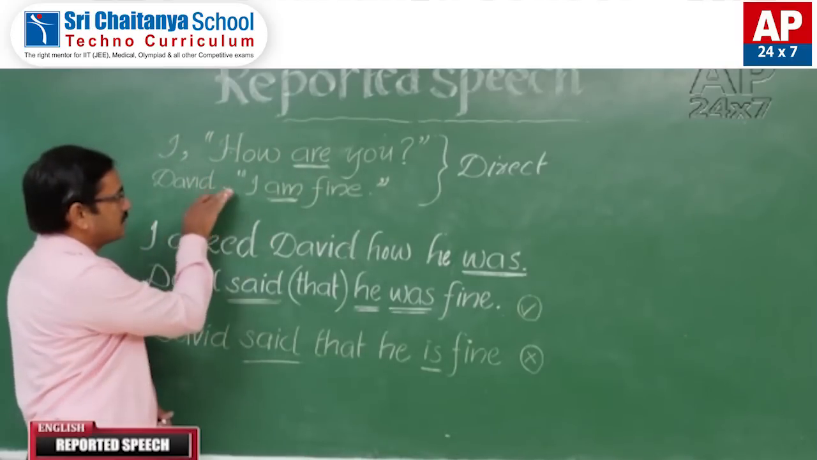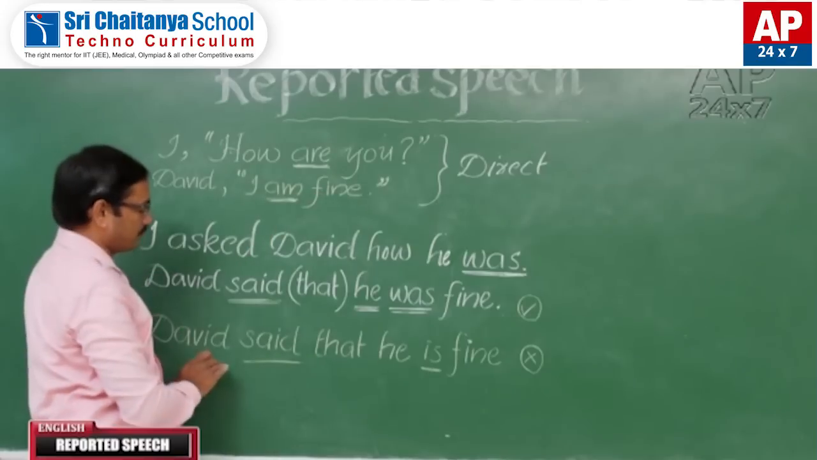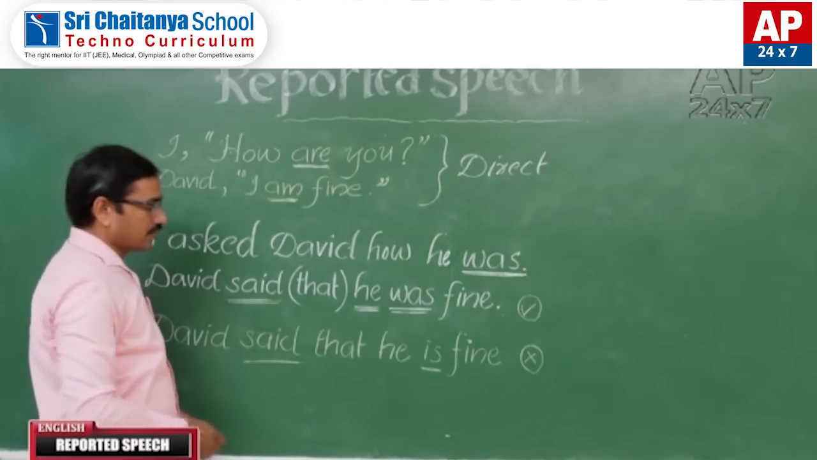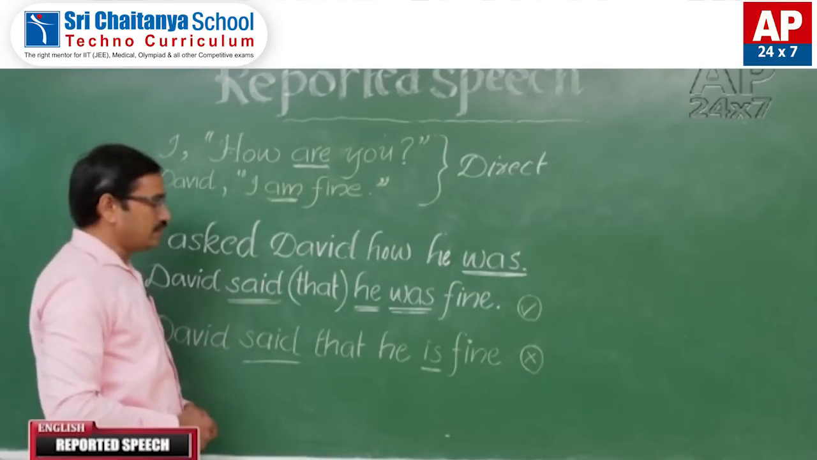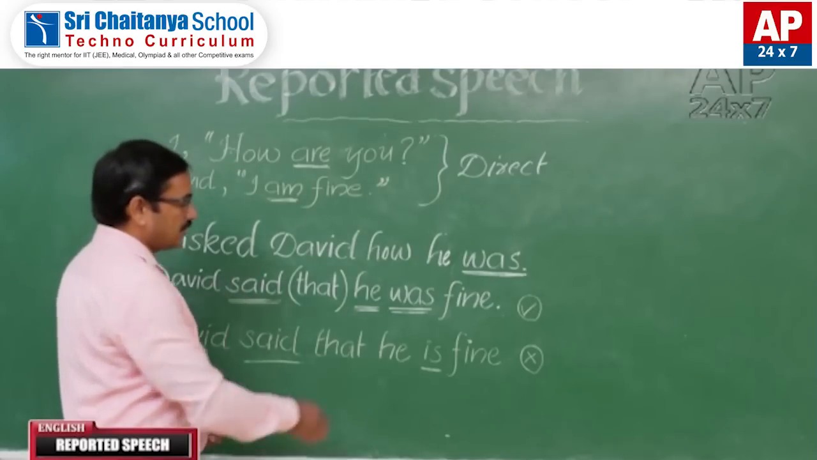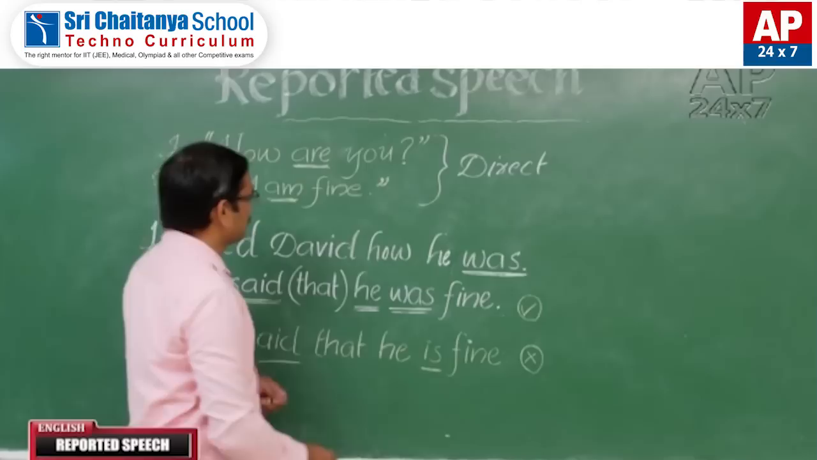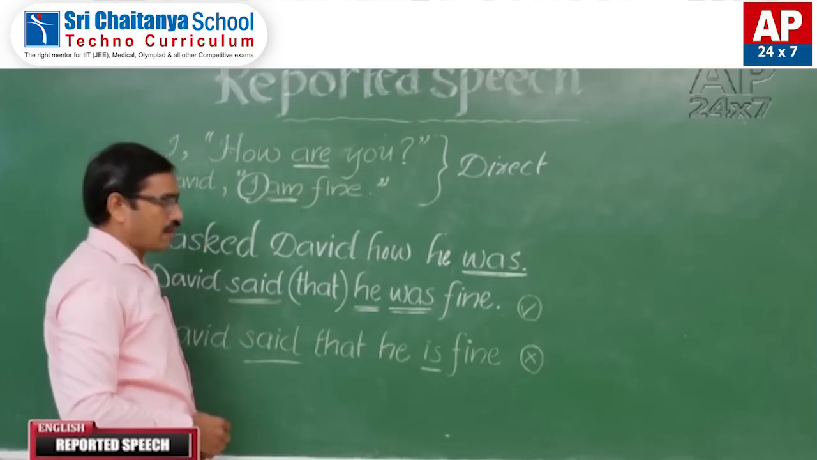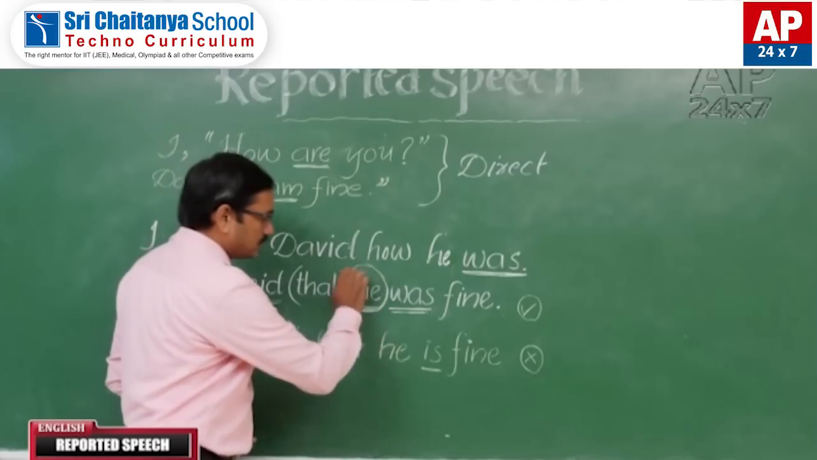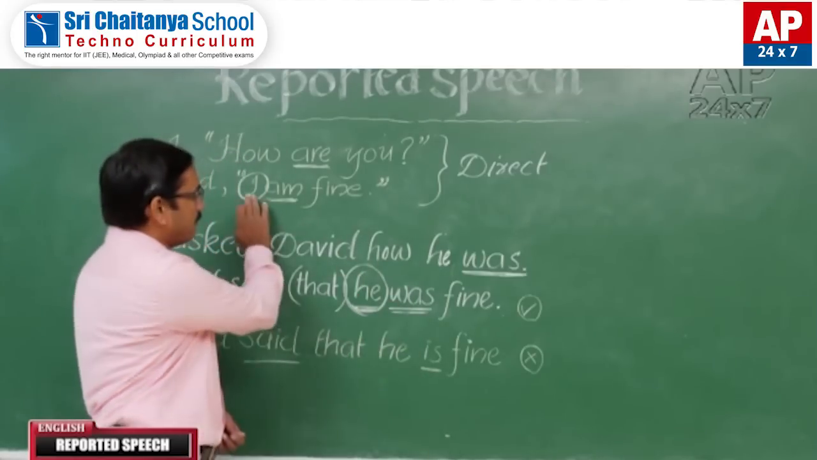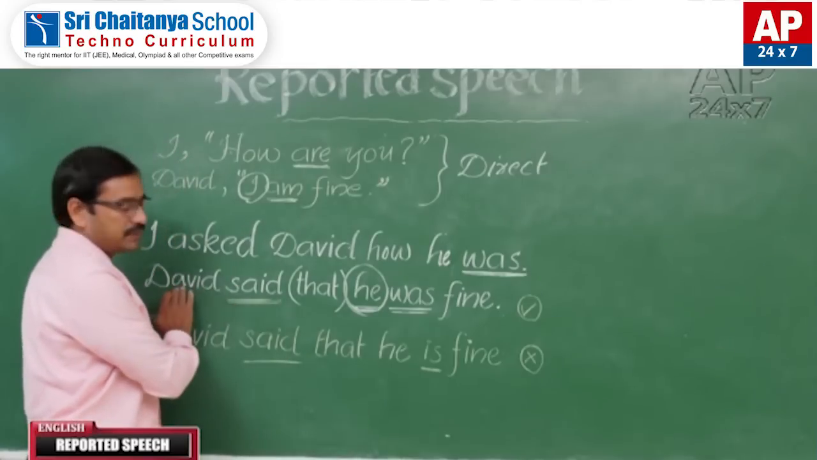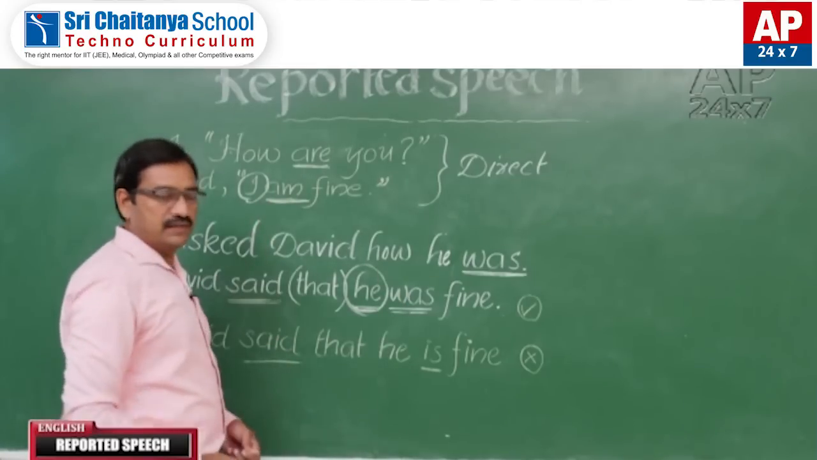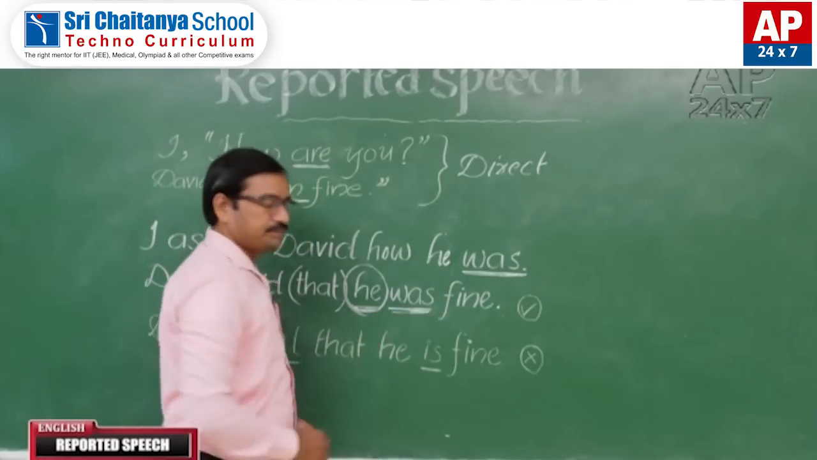And the answer here, David said, "I am fine." David said, we have added a conjunction here, that, even without the word that the meaning is complete. David said he was fine. Here the first person pronoun I is now changed into the third person pronoun. I became he because somebody else is talking here. He was fine. The present tense now has become past tense.